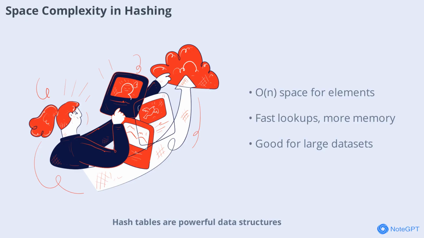Hash tables are powerful data structures, but they require extra memory to store keys and values. The space complexity is typically O(n), where n is the number of elements. While hash tables offer fast lookups, their memory usage can be significant, especially for large datasets.